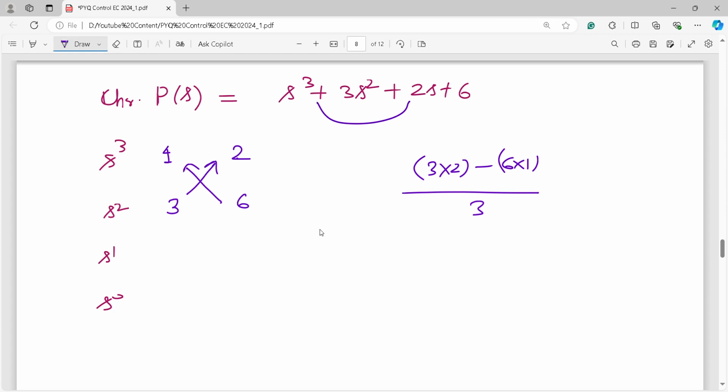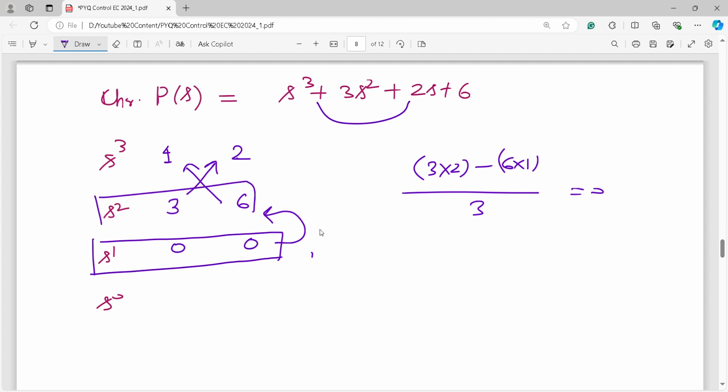So this answer would be 0. This also 0. Okay, there is no term. So here it's forming the entire 0 row. So what is the significance? How to fill other terms? For this we just take the row above, and this is also called the auxiliary equation. Okay, auxiliary equation.